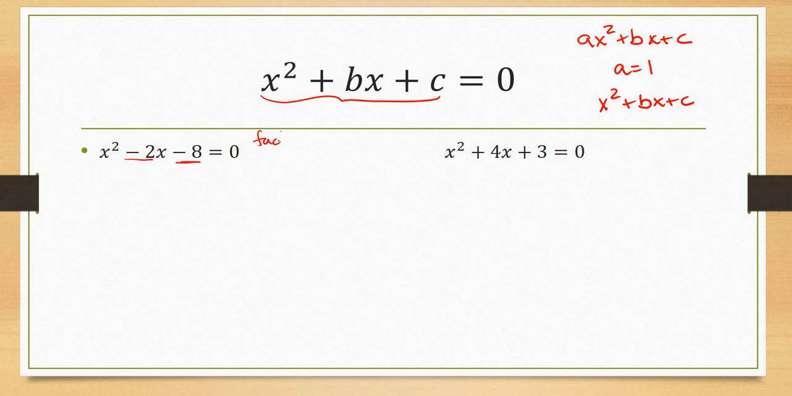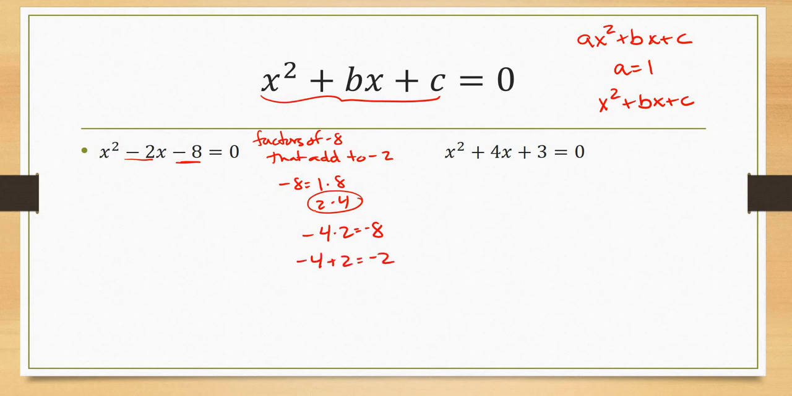So I'm looking for factors of negative 8 that add to negative 2. So factors of negative 8. Without the negative sign, it's 1 times 8 or 2 times 4. I can put the negative on either one of those. And I think you can see that if I choose this pair and make the 4 negative, negative 4 times 2 is negative 8, and negative 4 plus 2 is negative 2. So these are the two numbers I'm going to use, negative 4 and 2.